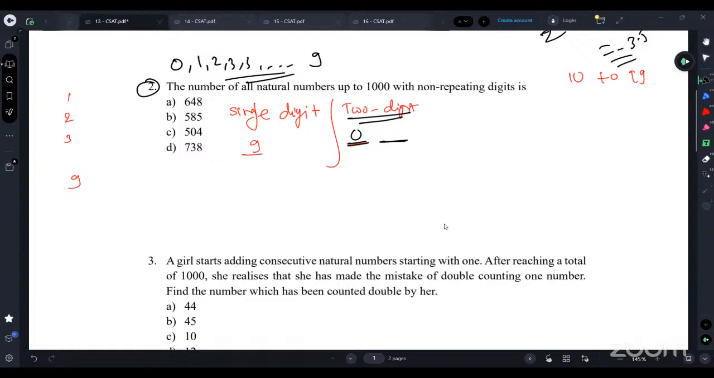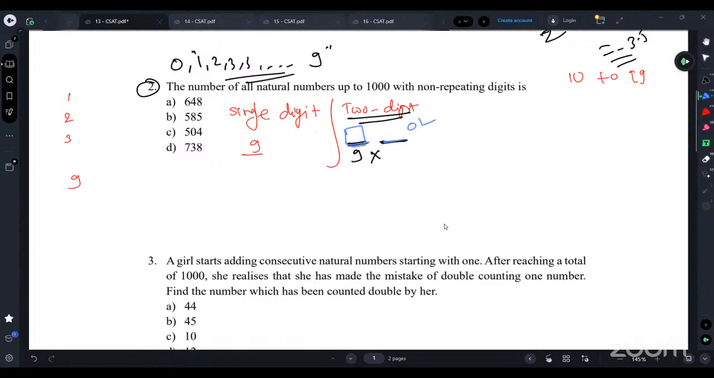But can I keep 0 here? No, because if I keep 0, then it will not be a two digit number. I can keep digits from 1 to 9, so I have a total of 9 options available in the first place. And in the second place, I again have 9 options. Because I don't want to repeat the digits, but what is happening right now? We have used one digit in the first place, but I still have 9 options left, because in the second place I can use 0 as well.